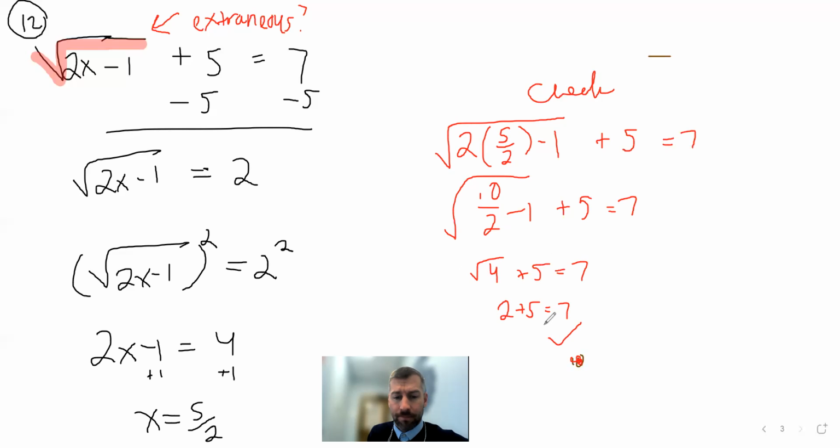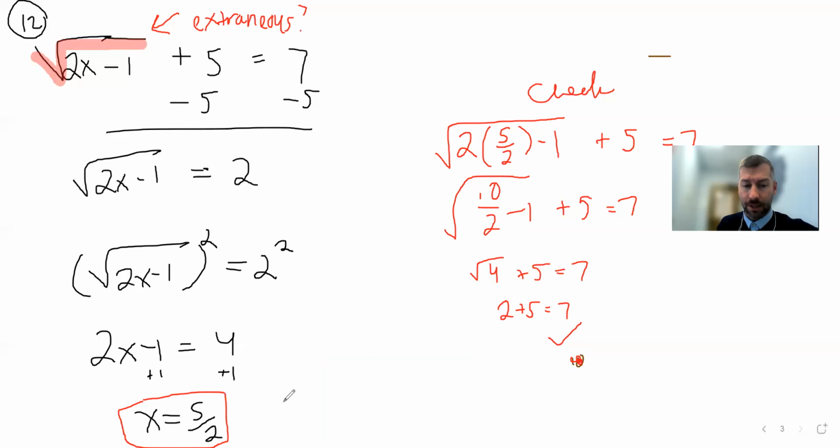And so what does that tell me? It tells me through my check that this is correct. That won't always be the case though. Sometimes we'll have extraneous solutions. We'll plug this in and we'll get something like 6 equals 7. Well, obviously that's not true. So that would tell me extraneous. But in this case, it's good.